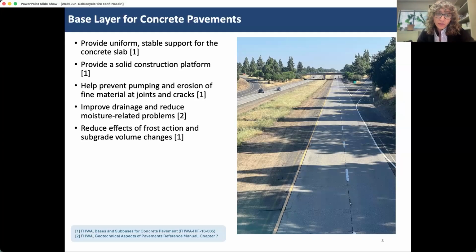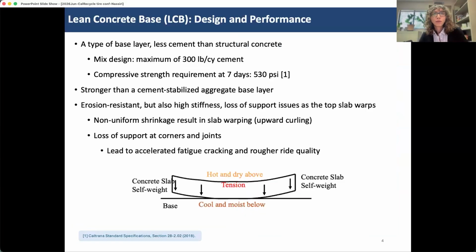So these are long-lived infrastructure that rely on that base layer to be erosion resistant, to help with the rapid drainage of any water to be shed to the sides and removed from the pavement, and, in cold areas, to limit the penetration of frost from the top into the subgrade layer, the native soil layer, which we don't want going through frost and thaw actions frequently throughout the year.